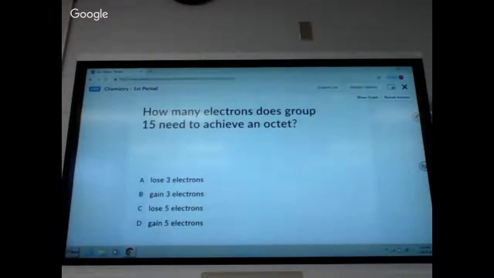All right. How many electrons does group 15 need to achieve an octet? This was yesterday's discussion, when Diamond was like, I need to understand this. Well, I got it. Very good.